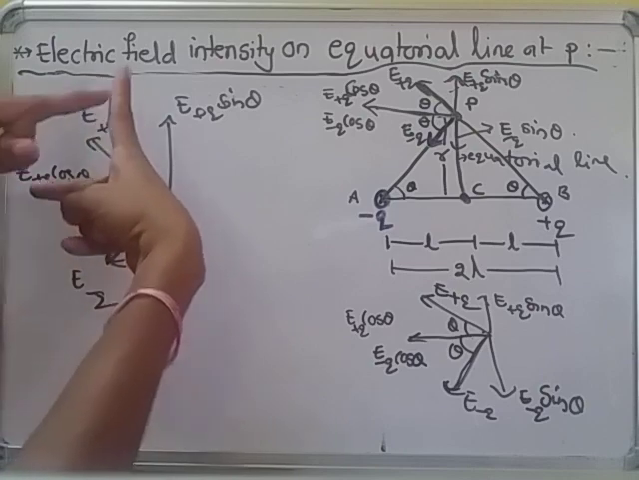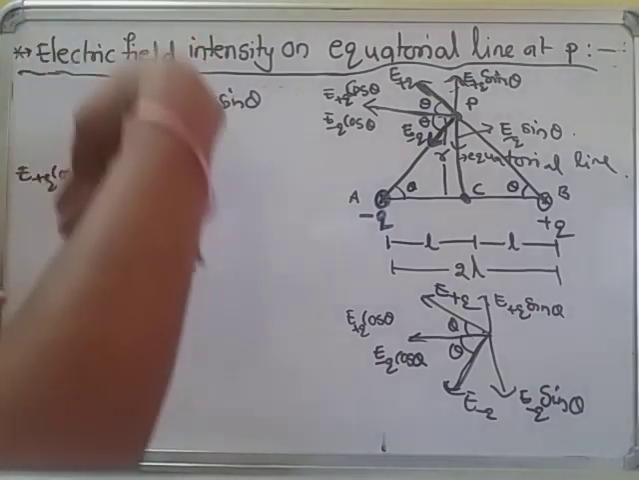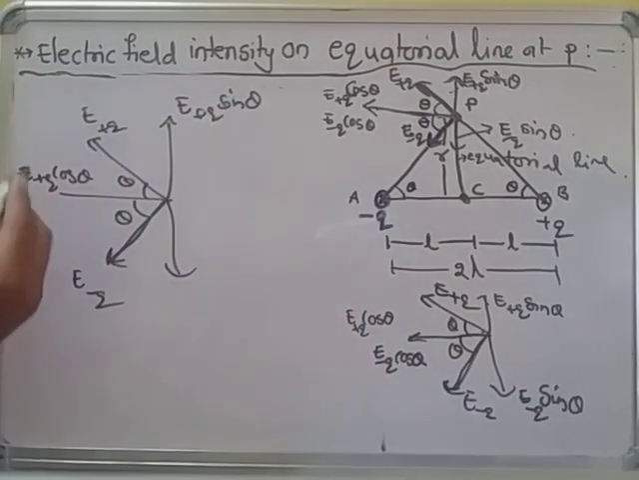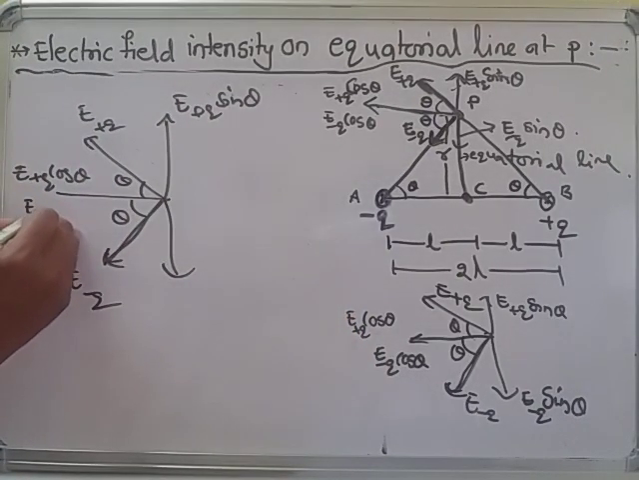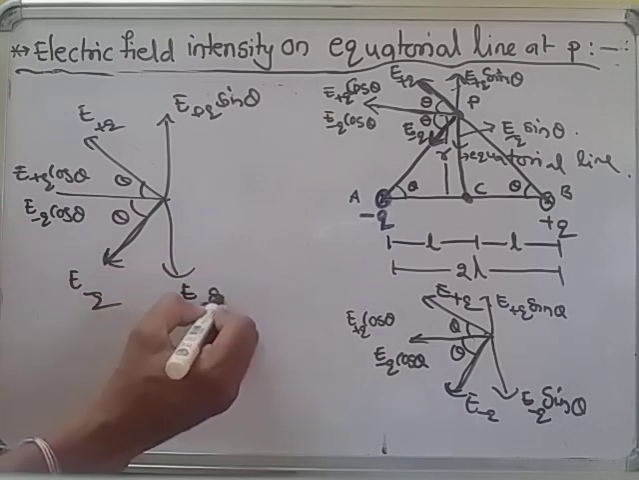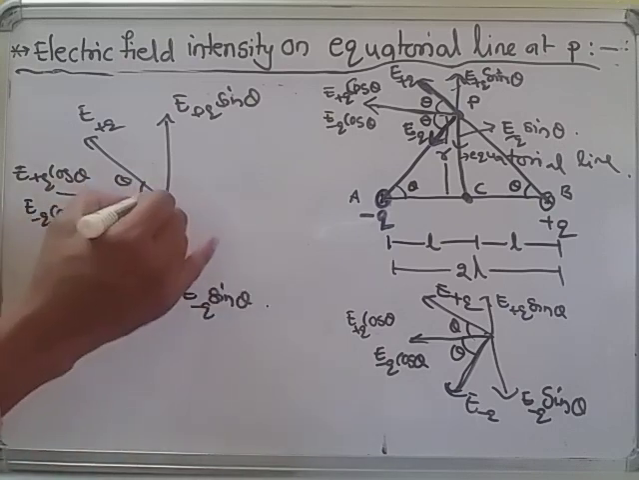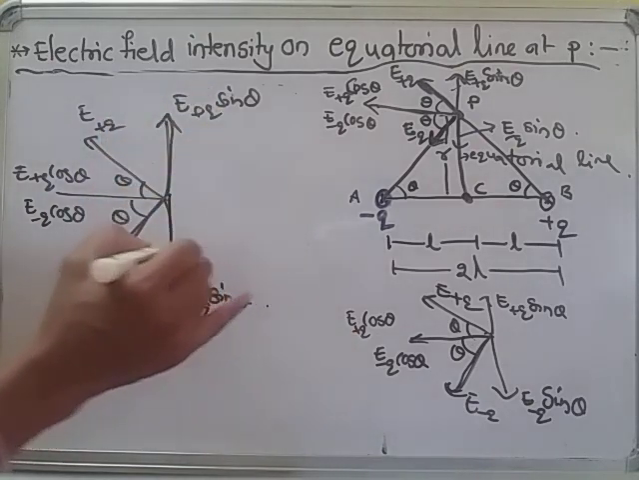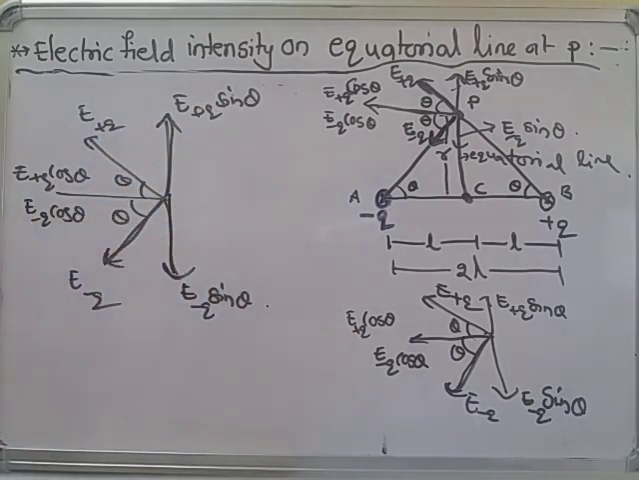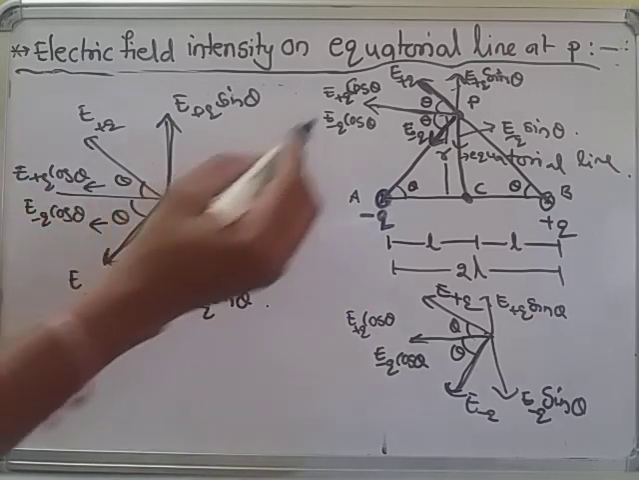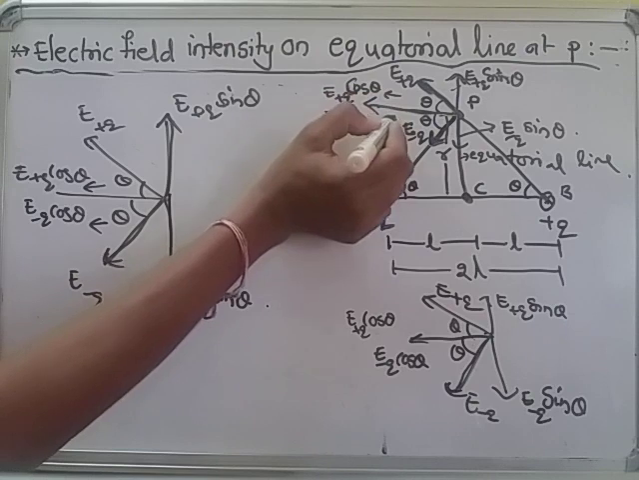One part cos, other was sin. And here also E minus Q is divided into two rectangular components, meaning perpendicular components: E minus Q cos theta, and this one is E minus Q sin theta. Now if you see this diagram, E plus Q sin theta and E minus Q sin theta are both in opposite direction, and E plus Q cos theta and E minus Q cos theta are along the same direction.